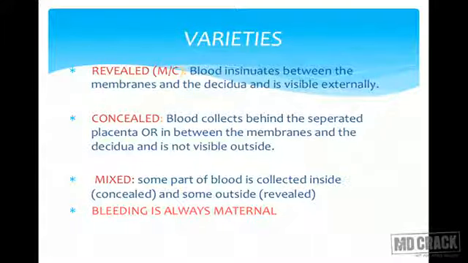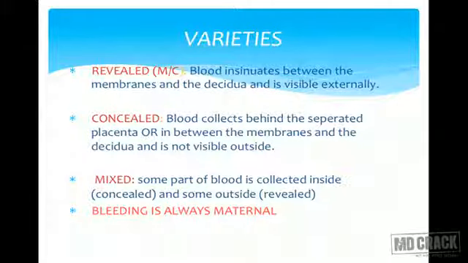Revealed variety, most common, in which the blood insinuates between the membrane and the decidua and it is visible externally. Concealed variety, blood collects behind the separated placenta or in between the membranes and the decidua and it's not visible outside. But most of the times the variety is mixed, where some part of the blood gets collected inside, that is concealed type, and some of the blood comes out, that is revealed type of variety. So it's mixed, concealed and revealed both.